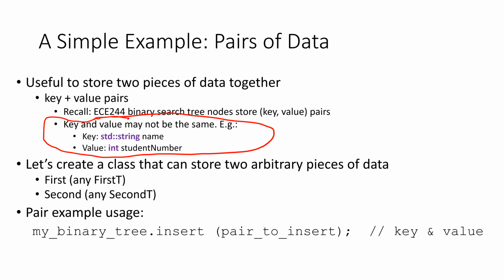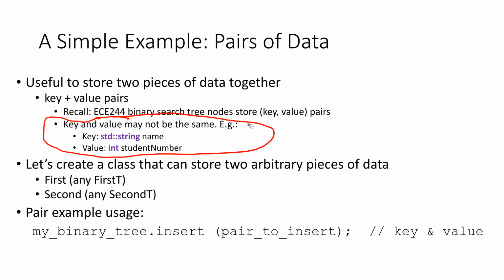But that's not the only kind of binary search tree I can make. I mean, I could also look up things by integer and return a string, right? So I could have my key as an integer, my value is a string. My key could be a string, my value could be an entire linked list. Could be all sorts of stuff.